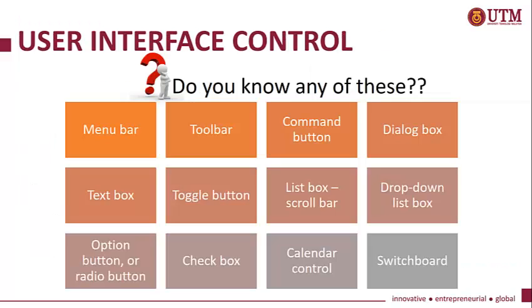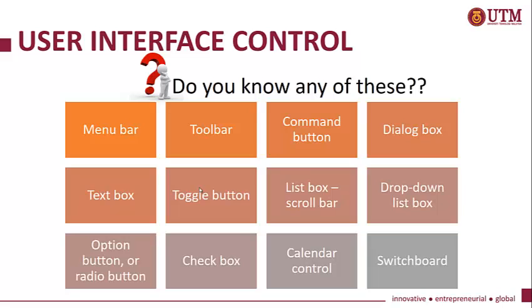So there are a lot of user interface controls, or sometimes we call them user interface elements, that you can apply in your design. For example, user interface elements like menu bar, toolbar, command button, dialog box, text box, list box, drop down list box, option radio button, checkbox, and so on. So the most important is you need to choose the best user interface control to apply in your design. It must be matched to the purpose of the input and the output. So you need to know this output is suitable to use which user interface control.